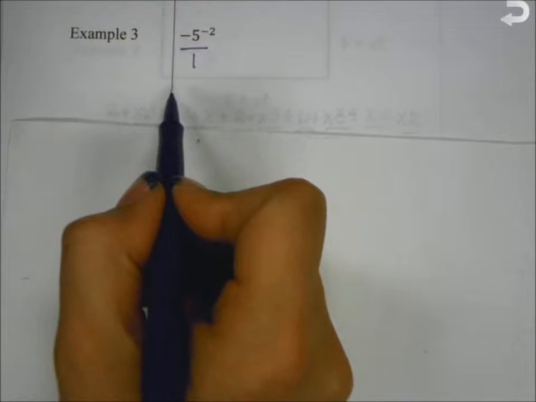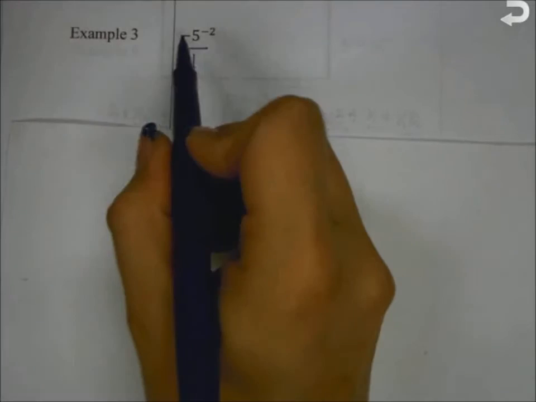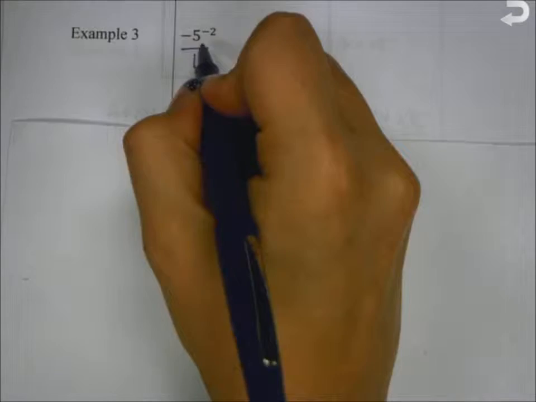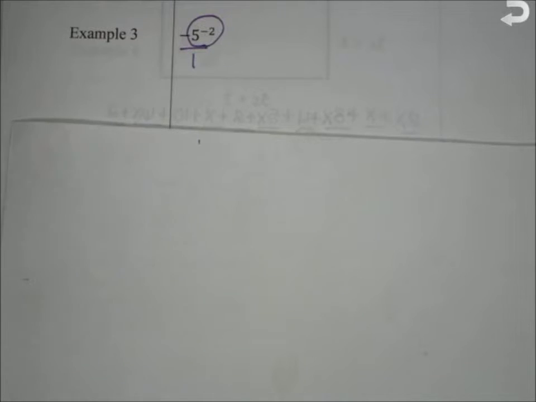So who didn't pay their rent here? The negative 5 or just the regular 5? Just 5. What is the negative exponent attached to? Is it attached to the whole thing or is it just attached to the 5? It's only attached to the 5. So who has to move downstairs? Just the 5.